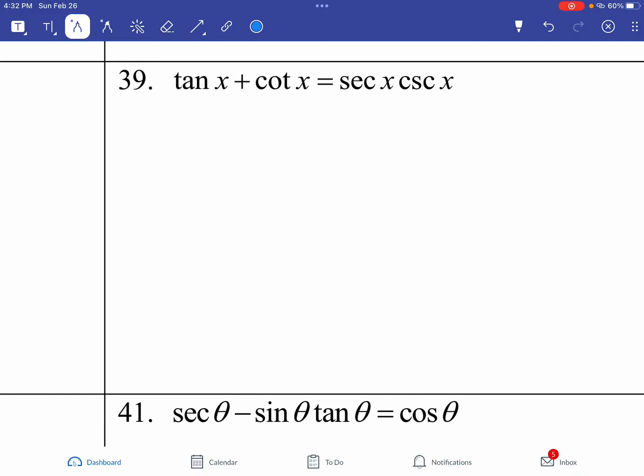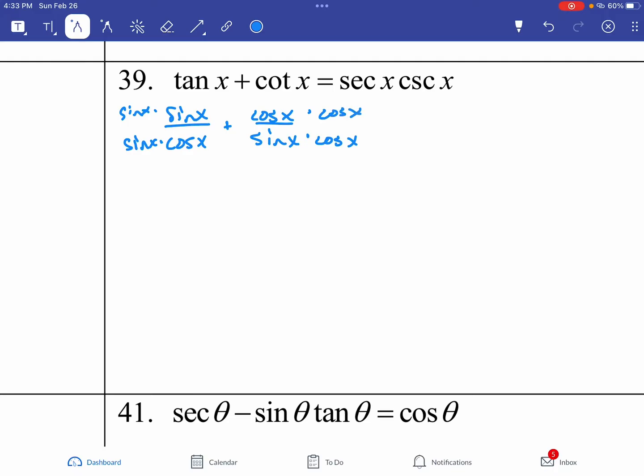So like before, I'm going to turn all this stuff into terms of sine and cosine. So this is sine over cosine plus cosine over sine. Now these do not have a common denominator, so we need to make one. So our first fraction has a denominator of cosine. What it's missing is the sine from the bottom of the other fraction. So I'm going to multiply this side by sine of x on the top and the bottom. On the right-hand fraction, though, it's got the sine. It's missing the cosine, so I'm going to multiply by cosine of x on the top and the bottom.